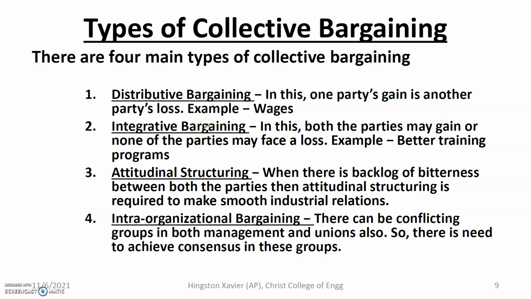Integrative bargaining. Integrative bargaining means a person who joins an organization will be assigned some task, and he will get bored, or he doesn't have any growth in his career even if he has been doing the same work continuously for 3 or 4 years. So to improve the skill set, the organization should provide necessary training, which is called integrative bargaining.